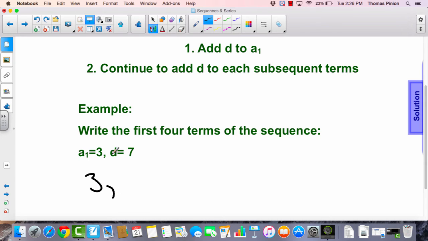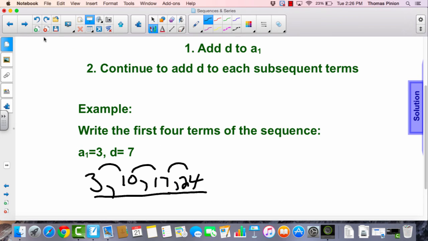You got 3. Your common difference is 7, so add 7 to 3, you get 10. Add 7 to 10, you get 17. And then add 7 to 17, and you get 24. So your first 4 terms are 3, 10, 17, and 24. Very easy stuff.